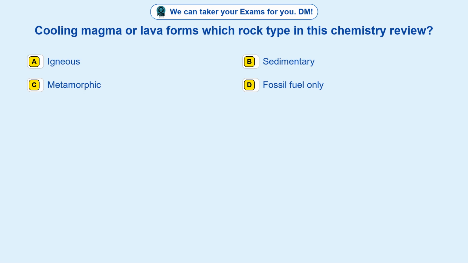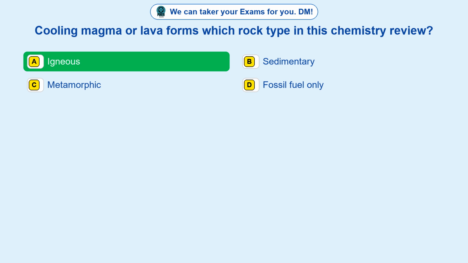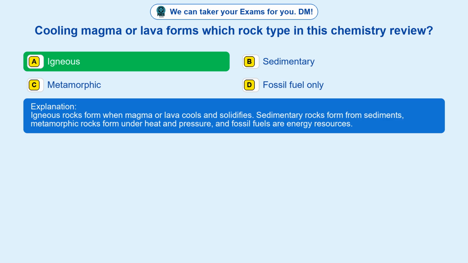Question 84. Cooling magma or lava forms which rock type in this chemistry review? Option A, igneous. Option B, sedimentary. Option C, metamorphic. Option D, fossil fuel only. The correct answer is option A, igneous. Igneous rocks form when magma or lava cools and solidifies. Sedimentary rocks form from sediments, metamorphic rocks form under heat and pressure, and fossil fuels are energy resources.